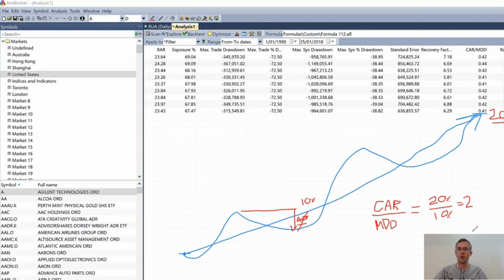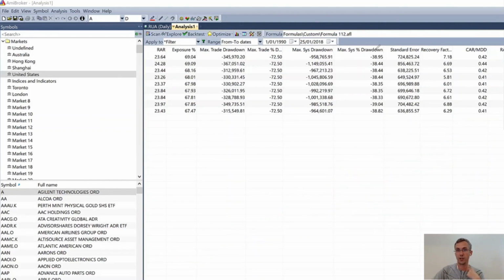Now often it's not so stark, but if you add a new rule or take a rule away, the CAR over max drawdown will tend to change. And so when you do your optimization, you want to look at this, because if it gets materially smoother, that's a good thing. That will mean the CAR over max drawdown will go up. So that's one thing that you can look at in your backtest, in your optimization: CAR over max drawdown.